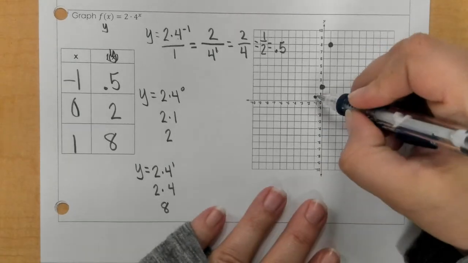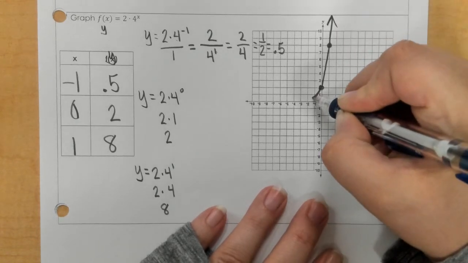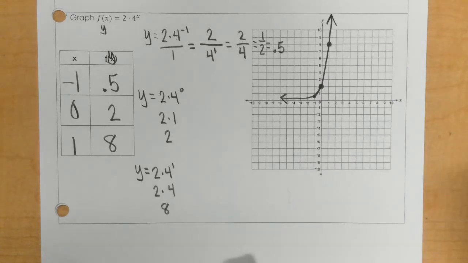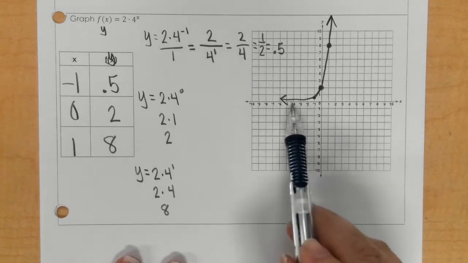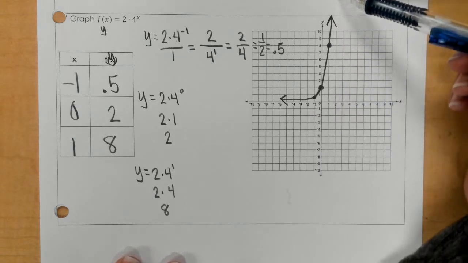Okay, now we graph that curve. And again, we're getting really close to the x-axis, but we actually don't touch it. We just get close to it. So it would just keep going that way forever, and then making that curve there going up.